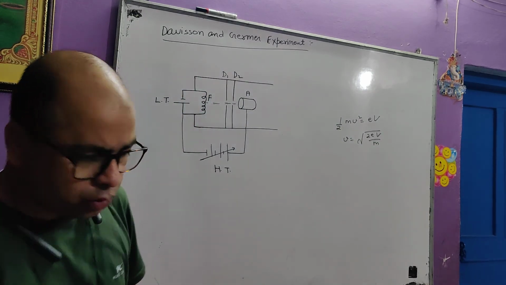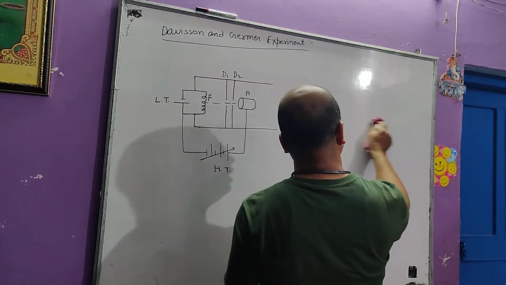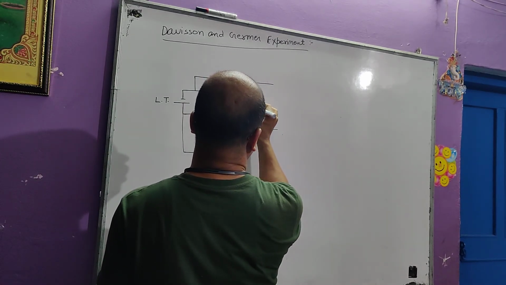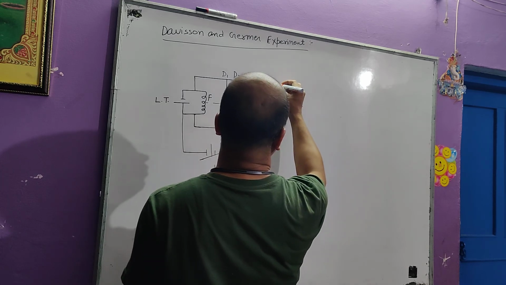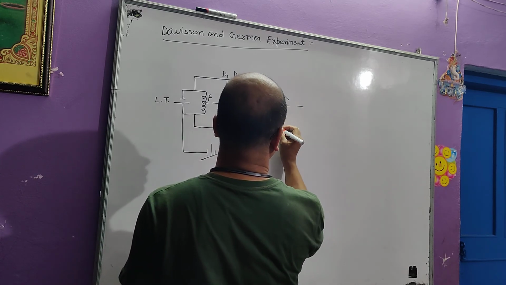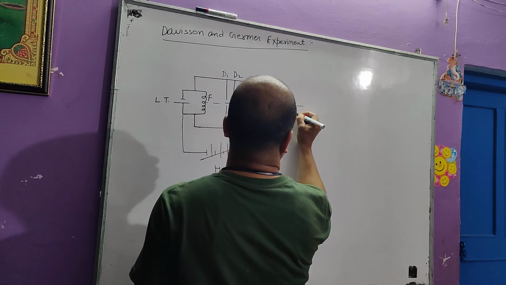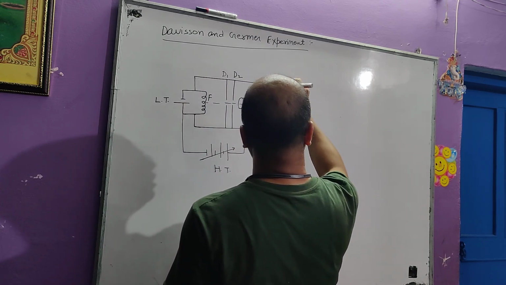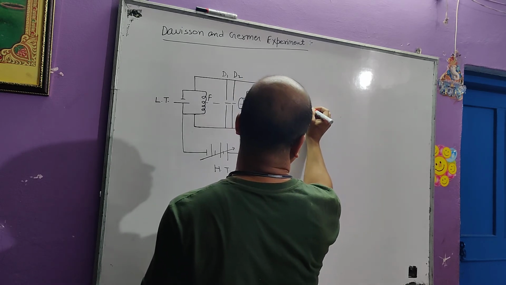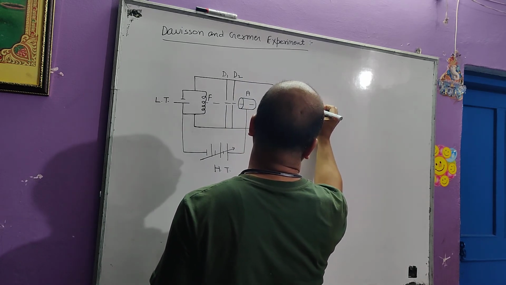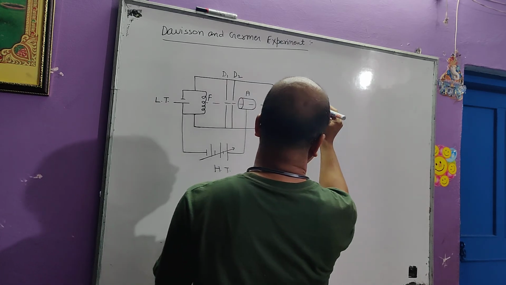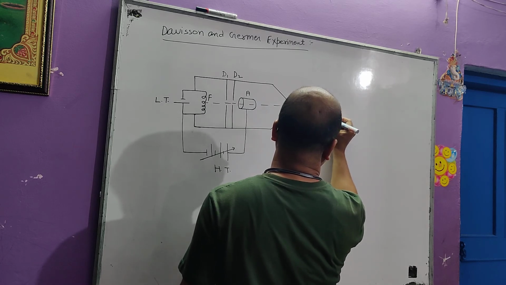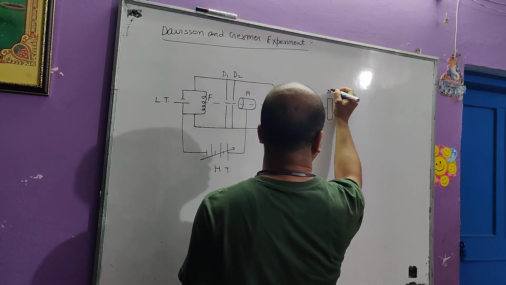Now this accelerated electron beam passes through the hollow aluminium cylinder. After passing through the hollow aluminium cylinder, it falls on a nickel crystal, which is denoted by N.